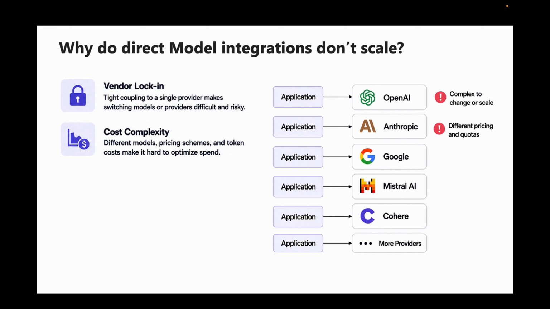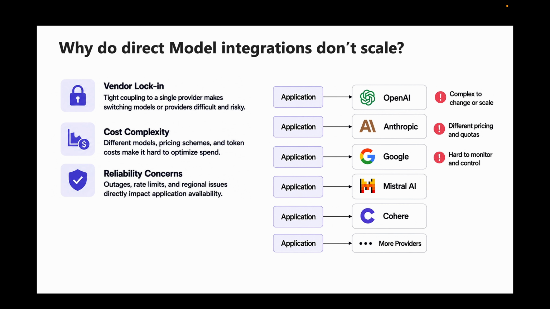Every provider has a different pricing model, different token costs, different rate limits, different quota tiers. Optimizing spend across different model providers from within one application is not just difficult, it is nearly impossible without a unified layer to reason about it.